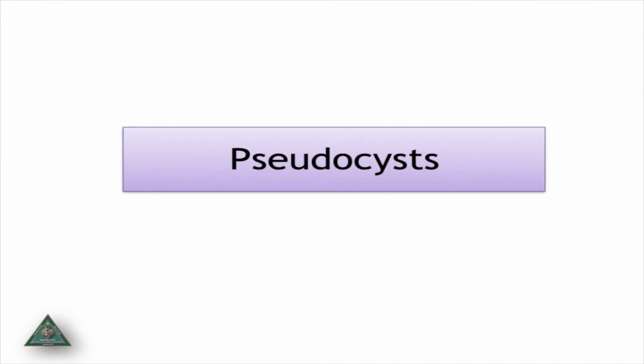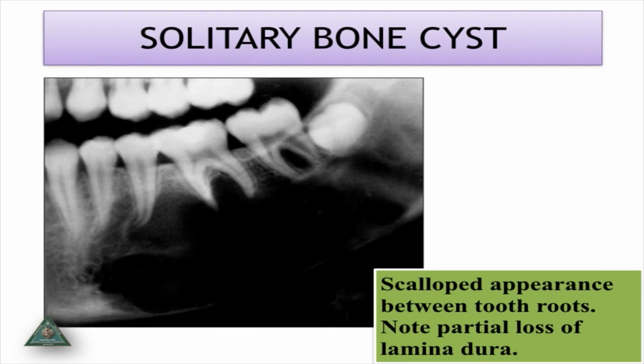Pseudocyst, or cyst without epithelial lining, like solitary bone cyst or traumatic bone cyst, is similar to a soft tissue contusion. Any trauma to the bone causes a contusion of the bone. As it dissolves, it leaves an empty cavity that is called a solitary bone cyst. On aspiration, it is negative, and we can see a classical scalloped appearance, with loss of lamina dura seen on the radiograph.